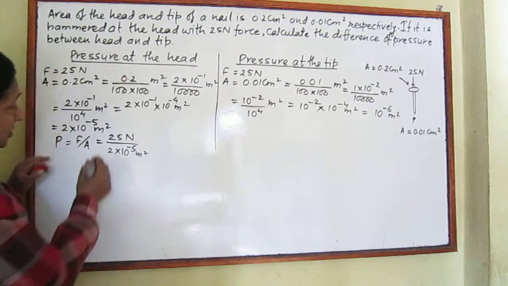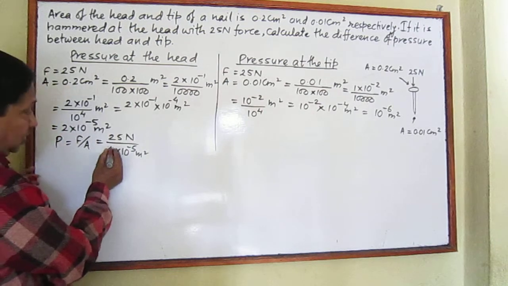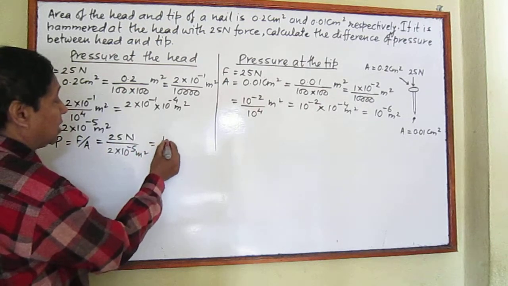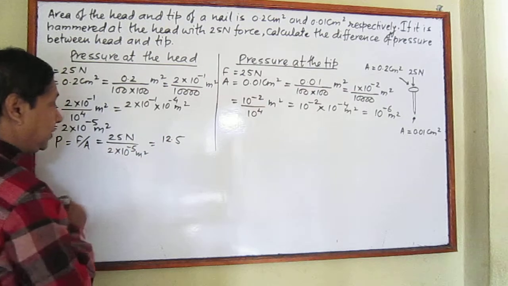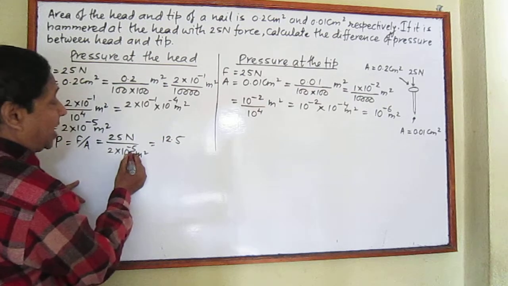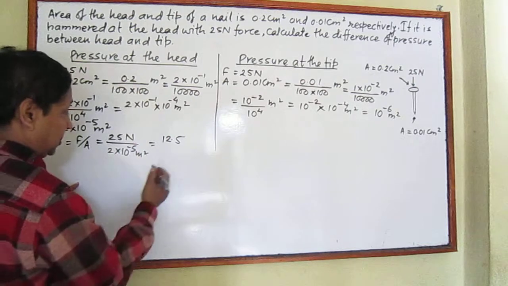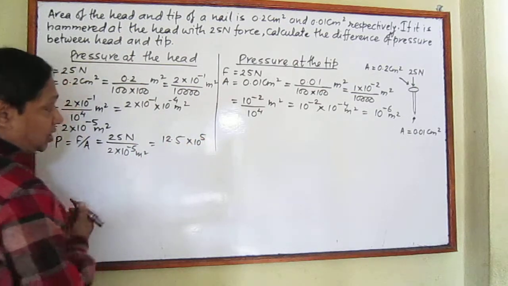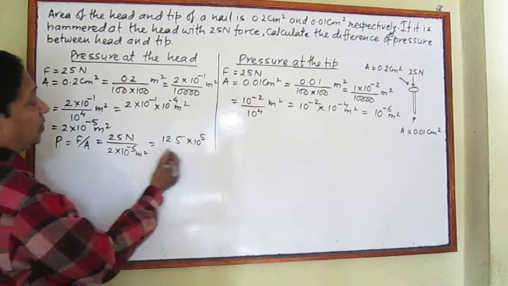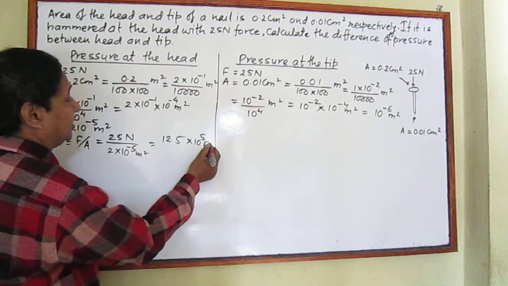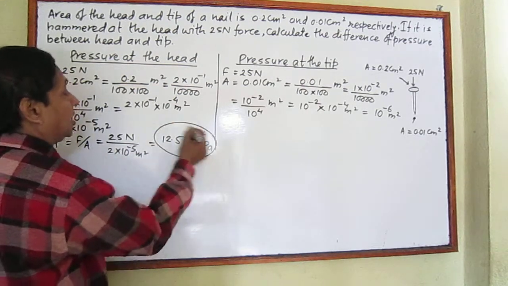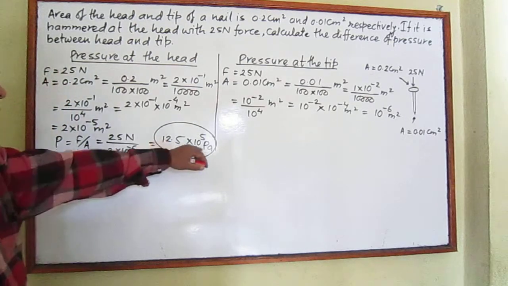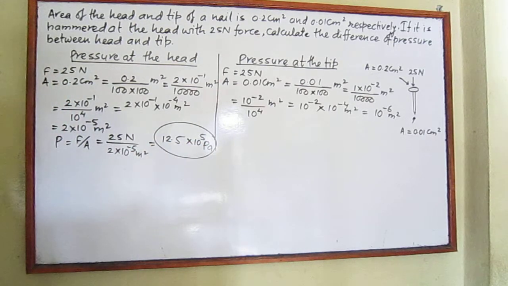And when 25 is divided by 2, it becomes 12.5. And 10 to the power minus 5, if taken to the numerator, becomes 10 to the power positive 5. And Newton per meter square is Pascal. That's why the pressure on the head will be 12.5 into 10 to the power 5 Pascal.